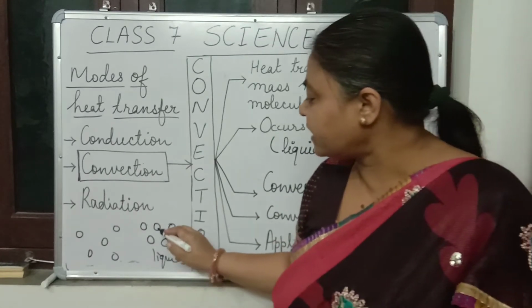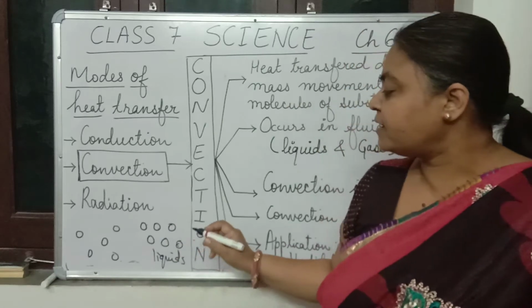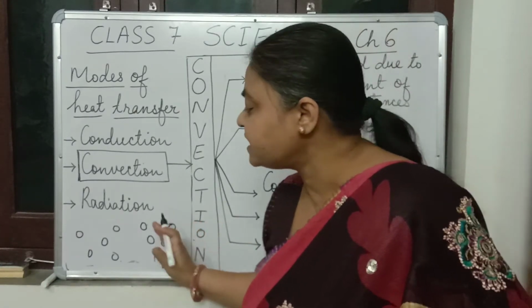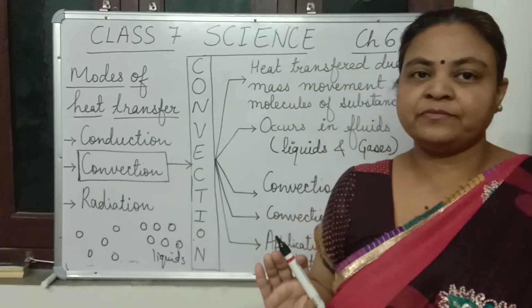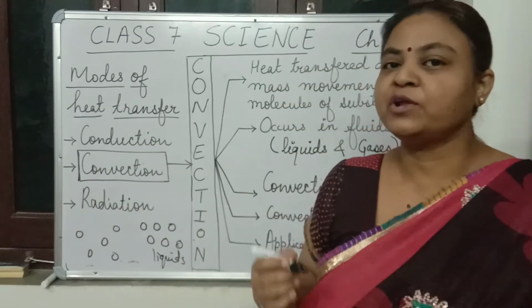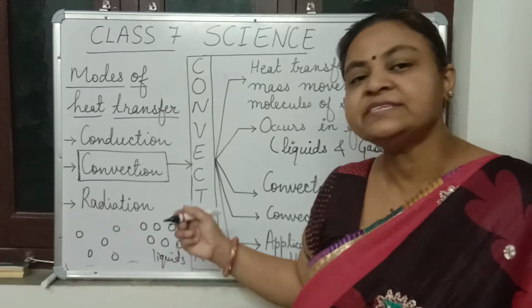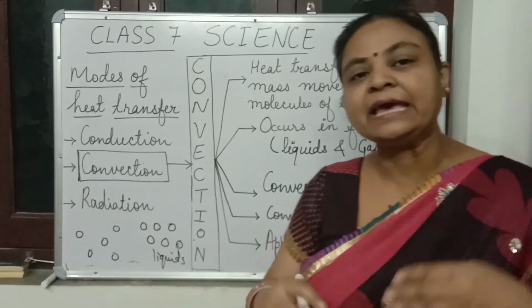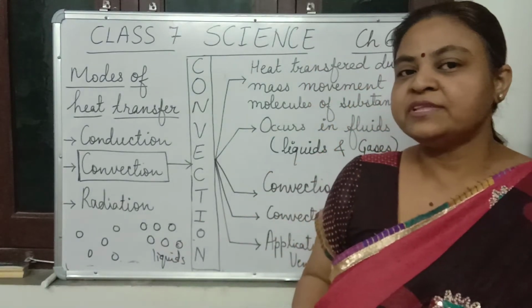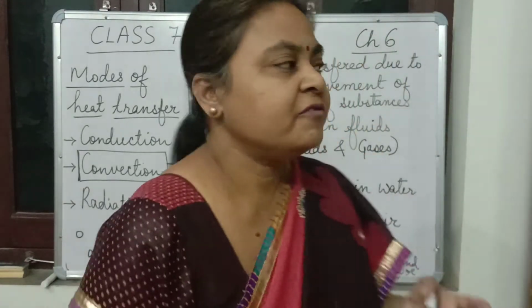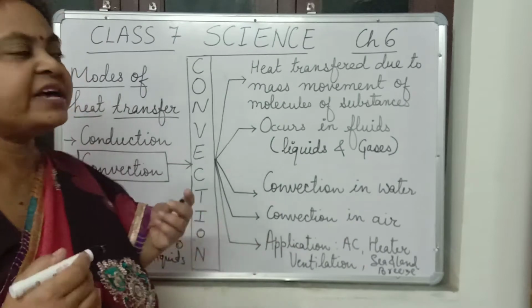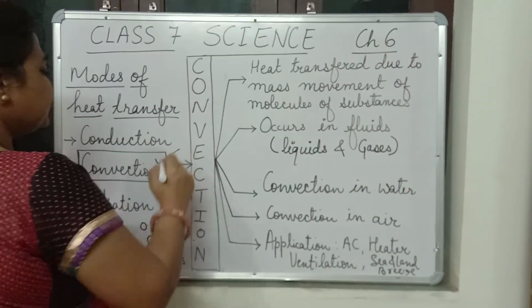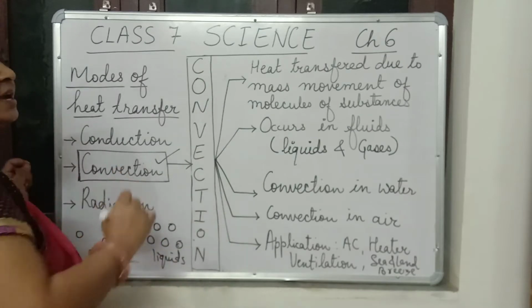This heat transfer can happen only when these molecules themselves carry the heat. Means the movement of molecules should be there. And in liquids and gases, you know, molecules can move easily, right? So they can carry the heat with them. So this mode of heat transfer, which happens with the help of mass movement of molecules, is called convection. And in today's class we are going to discuss convection.